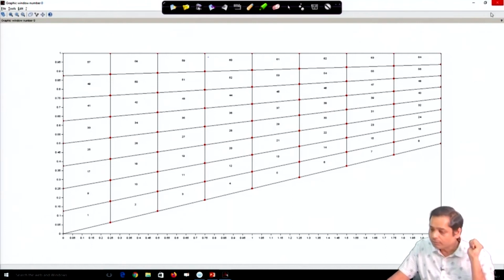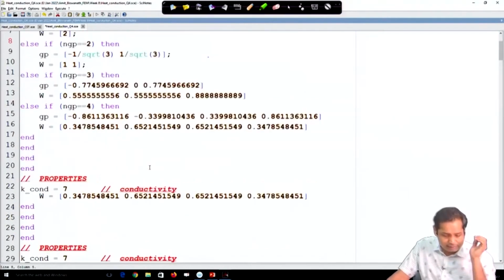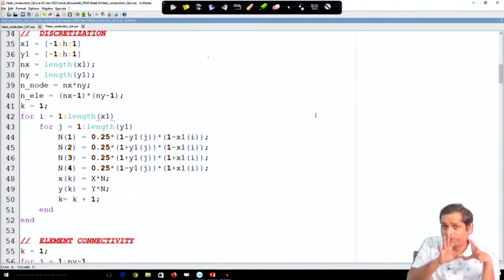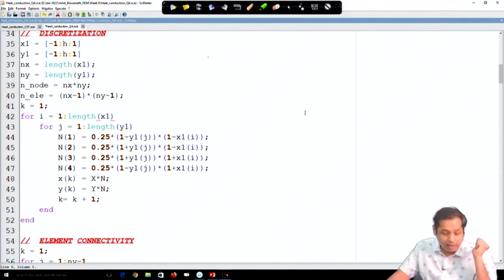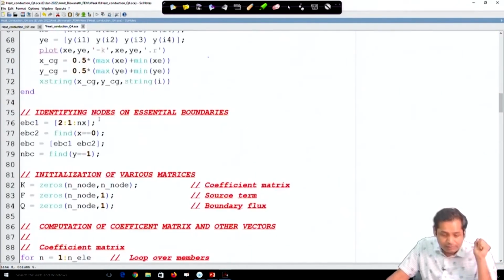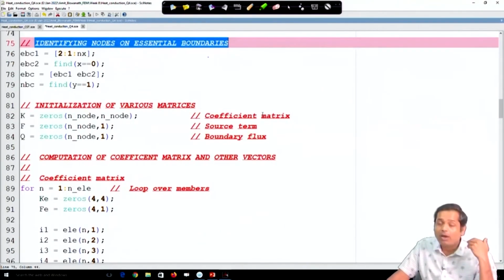So total we have 64 elements here. Okay. And for the discretization, the idea is same in this program. We have discretized first the parametric domain and then mapped that discretization to the physical domain. In this case we could do it because our physical domain is also a quadrilateral. Then element connectivity, the same thing. Now determination of identifying nodes on essential boundaries, it is also same. It will identify on which nodes essential boundary conditions are given, on which nodes natural boundary conditions are given.